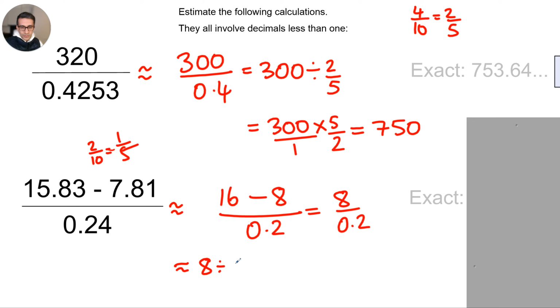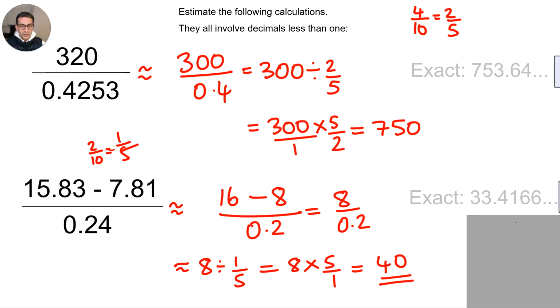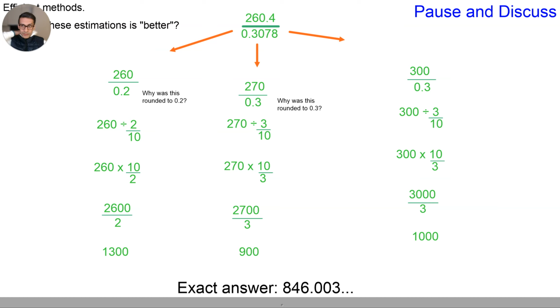So 8 divided by 1/5, and that's the same as 8 multiplied by the reciprocal, which is 40. So 40 is our estimation, and the exact answer happens to be 33.4. So these are going to be acceptable ways of rounding these numbers, and we're going to look at some methods here. Which of these estimations would you say is the best estimation?